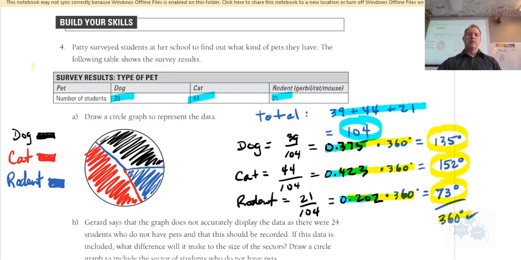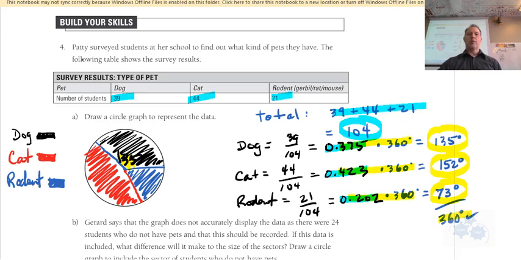All right? So then I went over here and used my protractor, and I measured off 135 degrees first. That's this one with the dog. That's 135, and 135 right there. And so I shaded that in according to making that look like the dog over there, so black. I used red for cat, and that was 152 degrees. Okay? And then the rodent was the 73, which happened to be just what's left over.